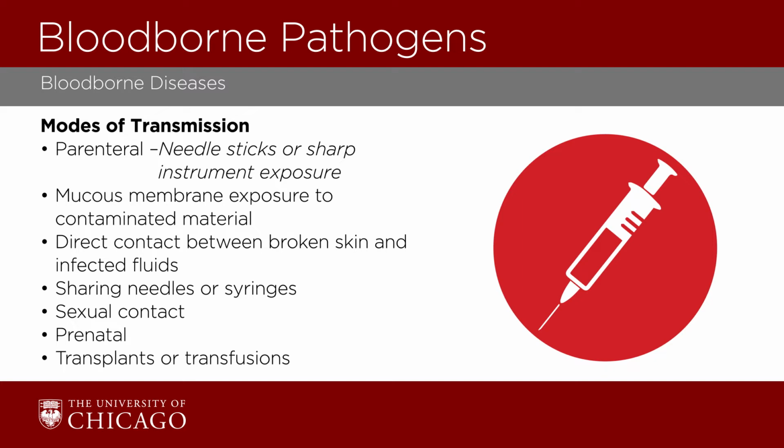Sharing needles and syringes is another route. Sexual contact with an HBV-infected person is another route of transmission. Prenatal, when the virus is transferred from the mother to child in utero. And lastly, from transplants and transfusions.